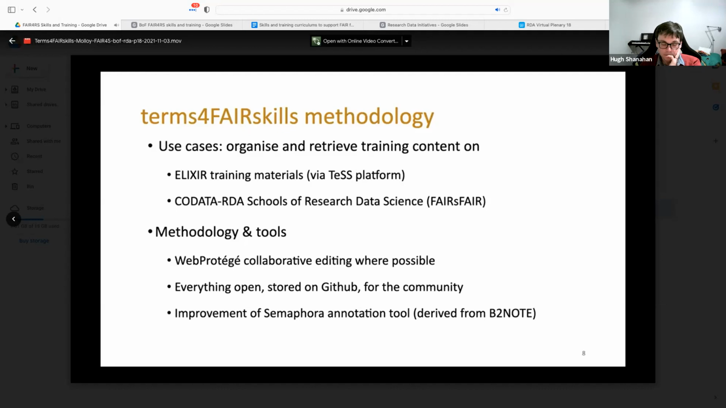And if you're interested to know more, please get in touch and I can connect you with some of our team if you don't know them already.